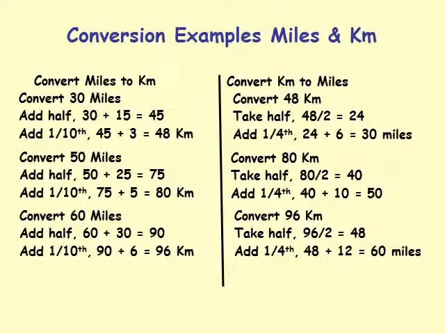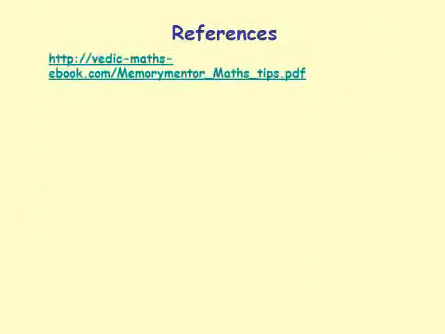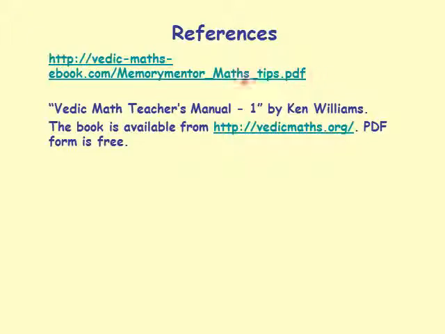Okay, let's continue. References. The first reference is this Vedic Maths ebook, memory mentor underscore maths underscore tips.pdf. I got most of the ideas from this ebook, but I used my own approach. Okay, my approaches are different. This ebook has numerous other tips and shortcuts. It has multiply by 11, multiply by 12, square root of numbers ending in 5, and some others, also working with times.